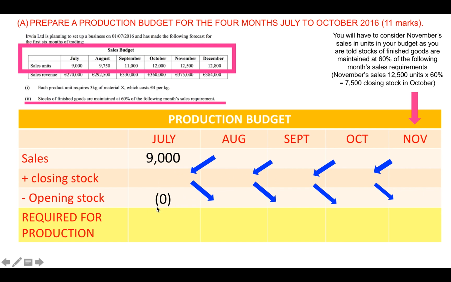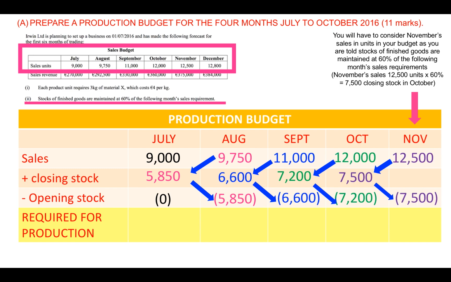There is no opening stock. August, we've 9,750. Multiply that by 60% is our closing stock that we need then in July, because this is 60% of August's sales. And then you continue to do the exact same thing across the board there. So you write out all of the sales and you multiply them by 60%, and that is going to be the closing stock of the previous month. Now the closing stock of a previous month is the opening stock of the following month.